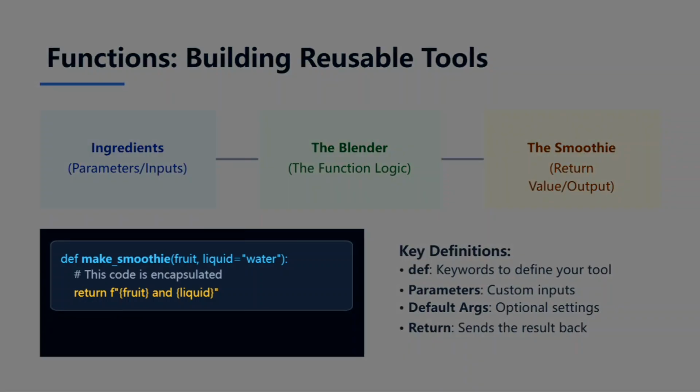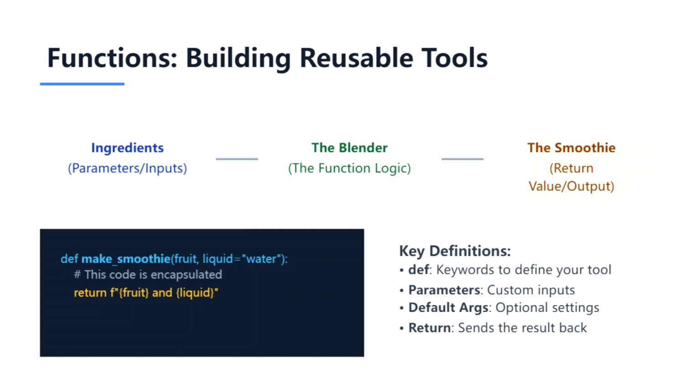Notice how we use def to start the definition. We have fruit as a required ingredient, but look at liquid. It has a default value of water. This means if we're feeling lazy and don't specify a liquid, Python already knows what to use.